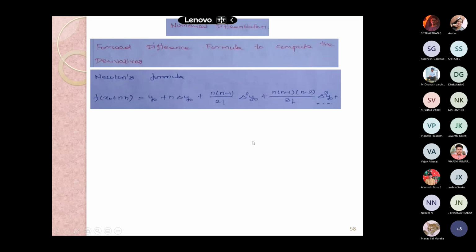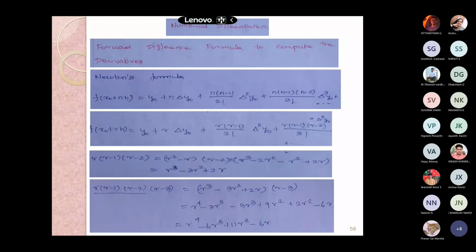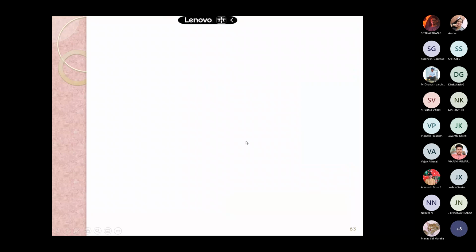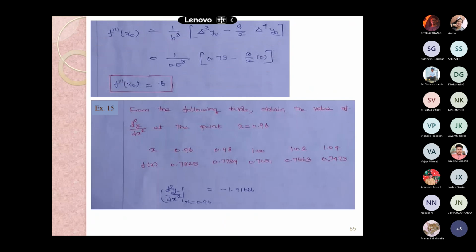Yes, we are in the second part of Unit 3, and I hope you attended your second CT well. I requested you to solve exercise number 15. Any deviation from the given answer? Have you solved d square y by dx square for x equal to 0.96? What was the answer? Whether it is right or any deviation from the given answer? Sir, I get a different answer.